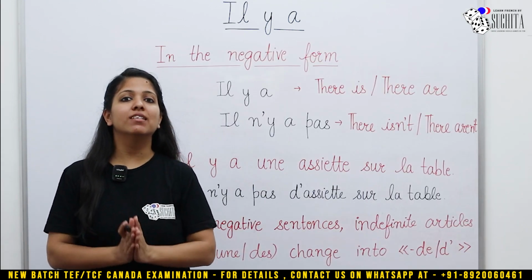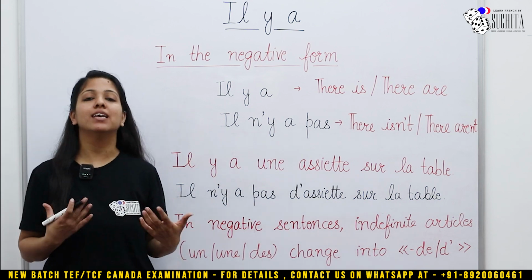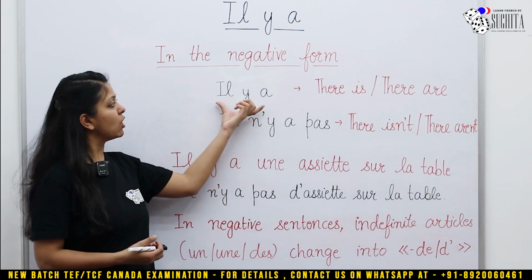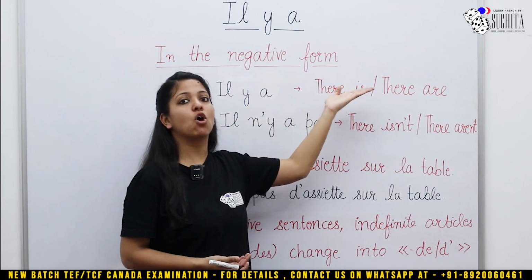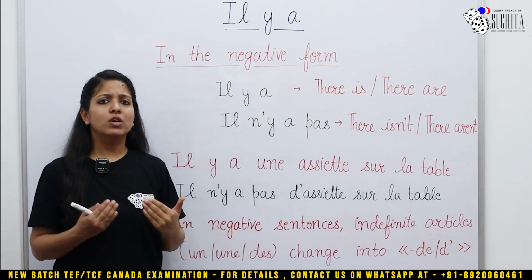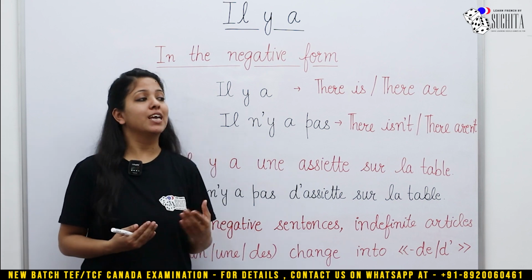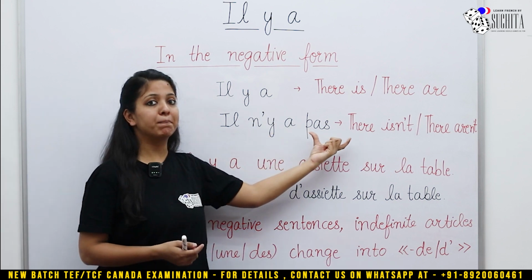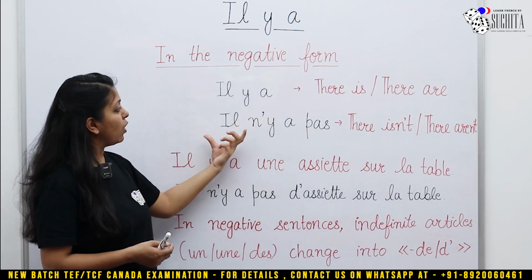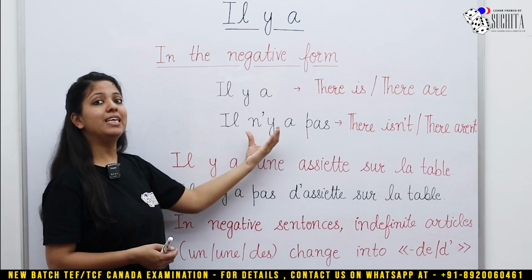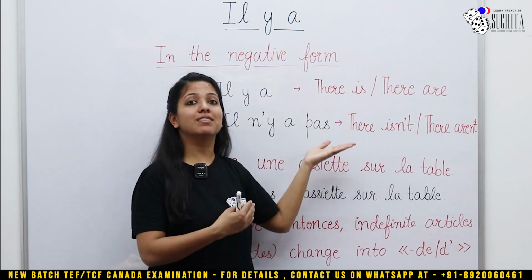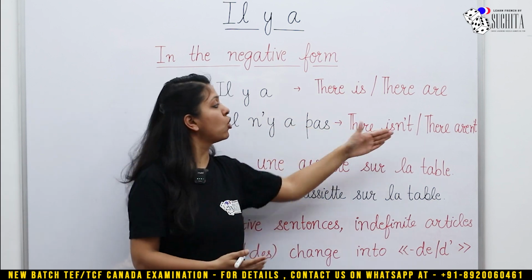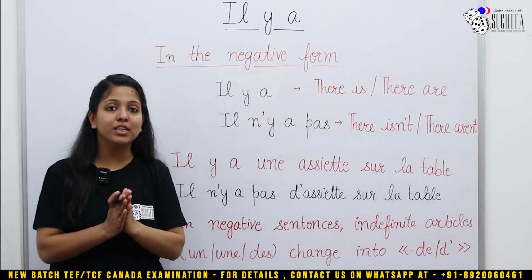Okay, now let's learn how you say il y a in the negative form. So, just now we learned il y a, which is in the present tense, which means there is or there are. Now, what happens in the negative form? Of course, in the negative form, you apply ne and pas. So, how would you do that? You will say il n'y a pas, which means there isn't, there is not, or there are not. So that's actually the negative.